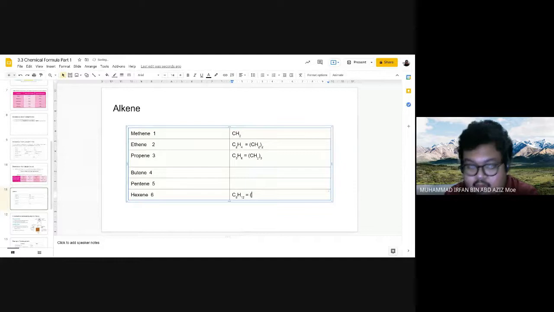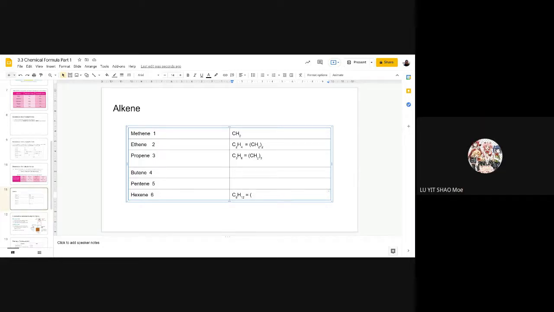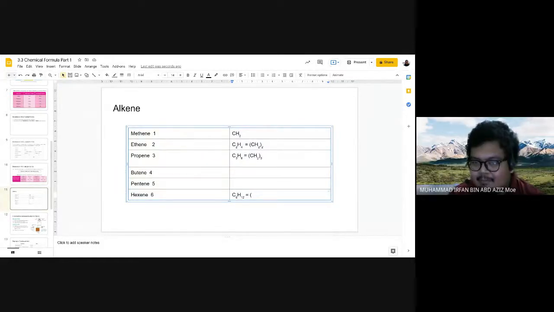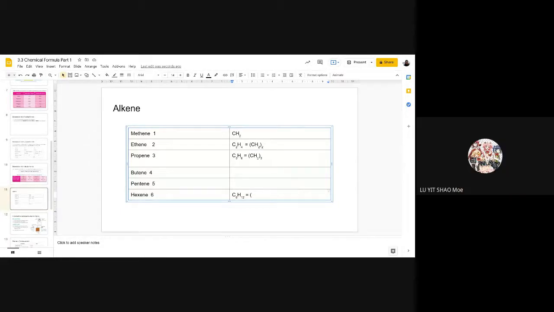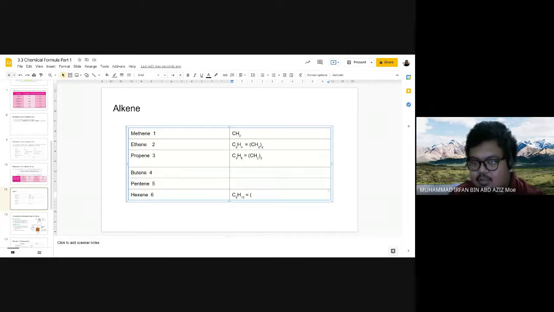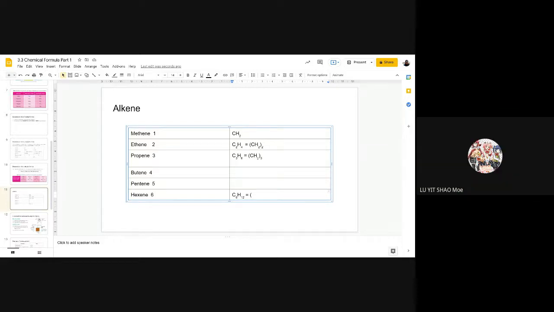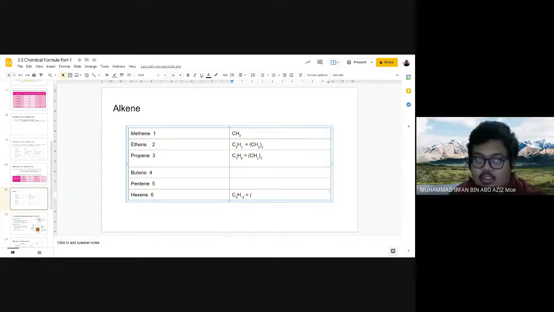So, okay, what about its empirical formula? Can someone write what is the empirical formula for hexane? The same as the thing. Okay, the same. So the question asks us to write, you cannot write the same. You have to write it. Okay, what is it? CH2, and then times by 6. Okay, so C H 2, this is the empirical formula, and then close bracket 6.